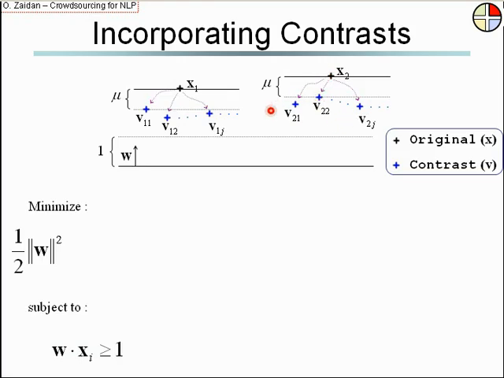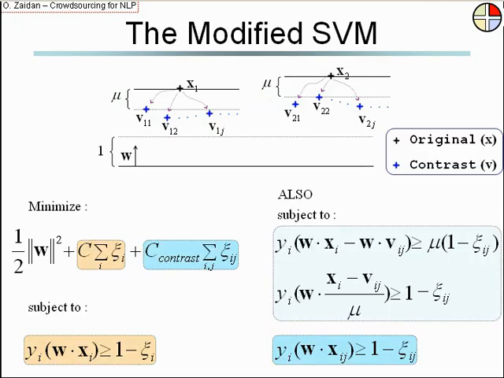And we're going to say not only do we want good separation between the positive examples and the negative examples, we also want good separation between the examples and their contrasts. In other words, we're going to add a new margin that I'm calling mu. And I want to also separate those from each other.